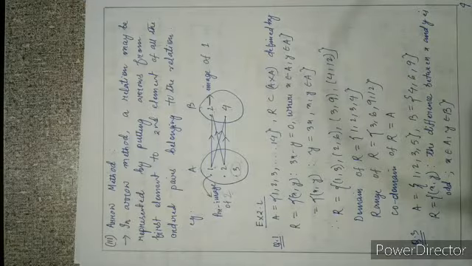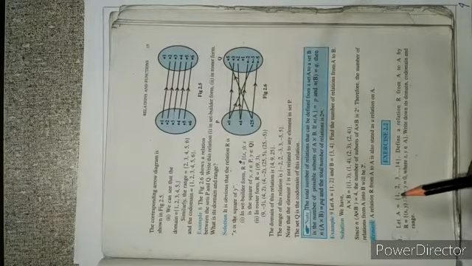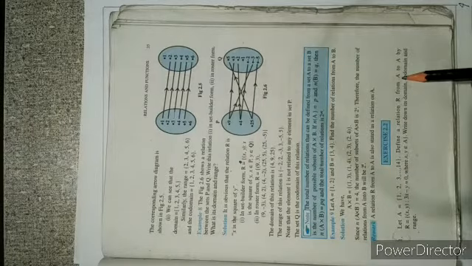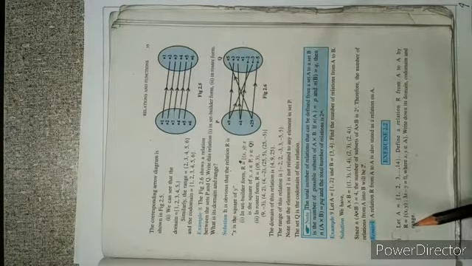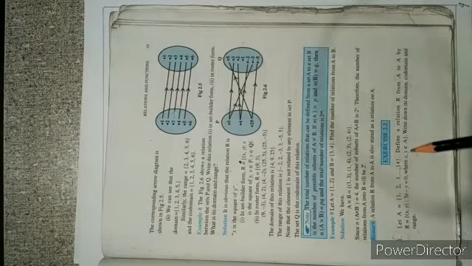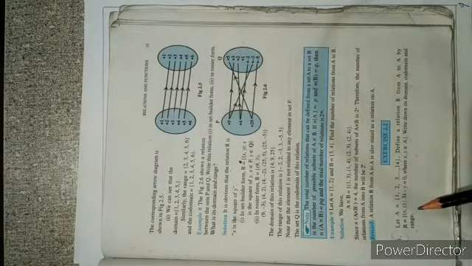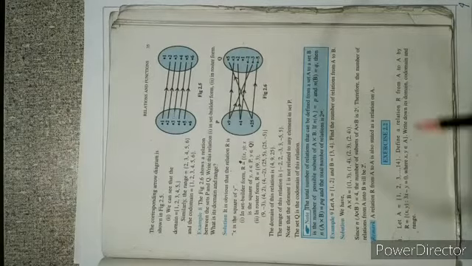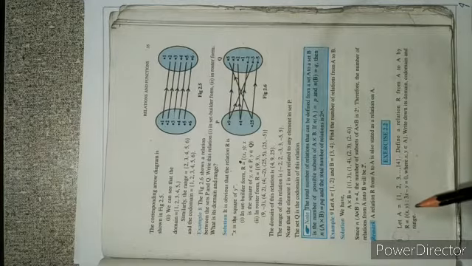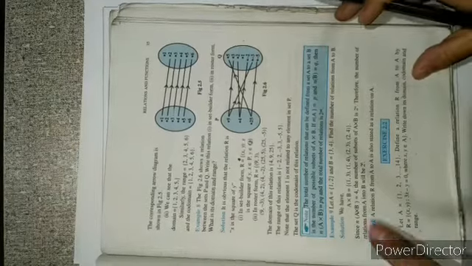Now let's come to exercise 2.2. Let A be a set having 14 natural numbers 1, 2, 3, 4, up to 14. Then define a relation R from A to A by R equals (x, y), ordered pairs such that 3x minus y is equal to 0, where x and y belong to set A. Write down its domain, codomain, and range of the relation R. On the set A, we define a relation where the ordered pair (x, y) satisfies 3x minus y equal to 0.